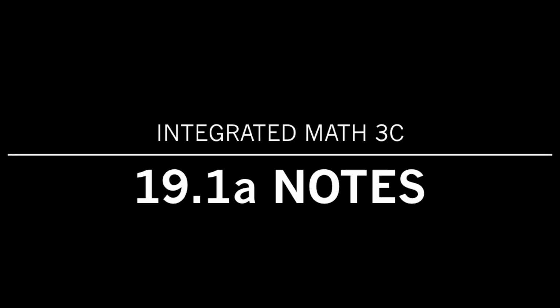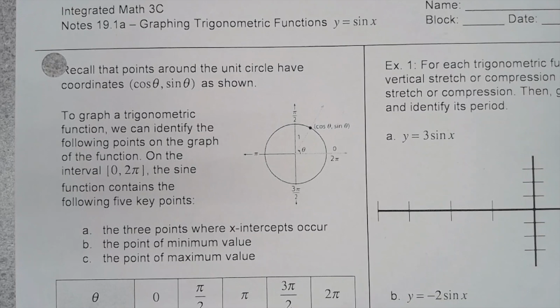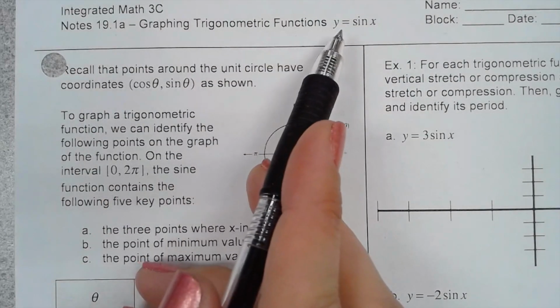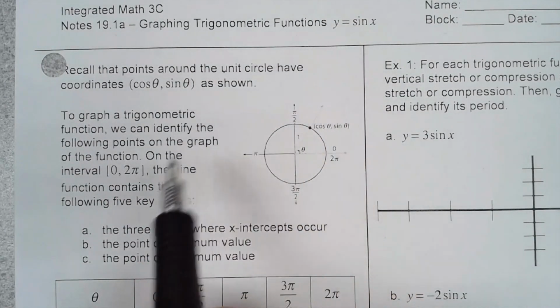Now that we've practiced finding sine, cosine, and tangent for different angles using their reference angle, we move on to a series of 3 sections. So today's 19.1a. So today we're graphing y equals sine of x.